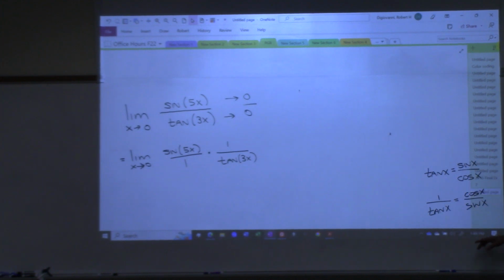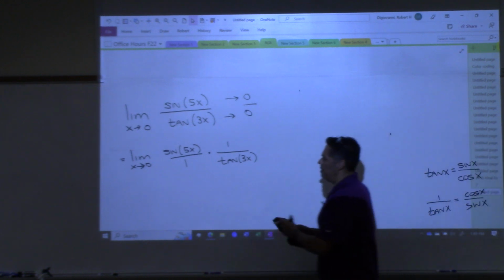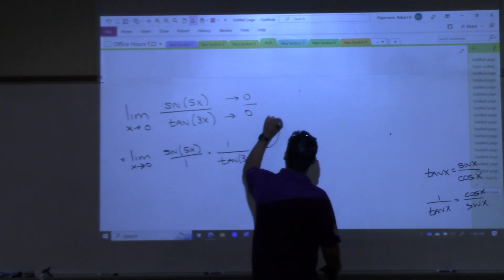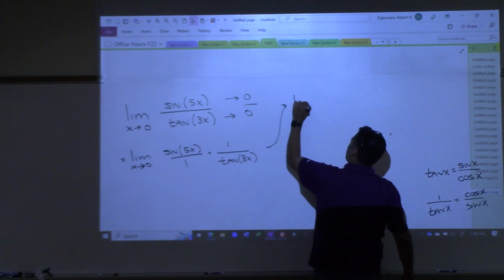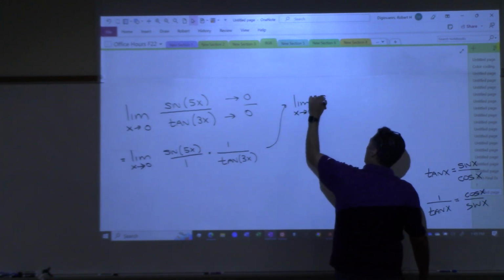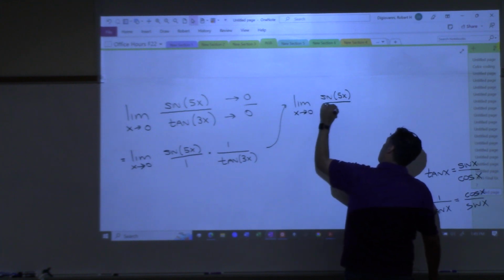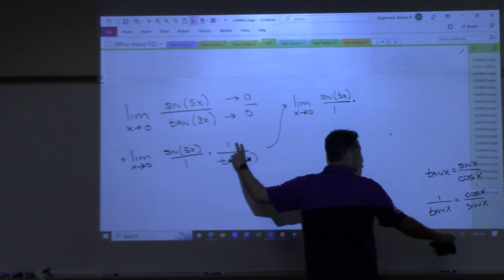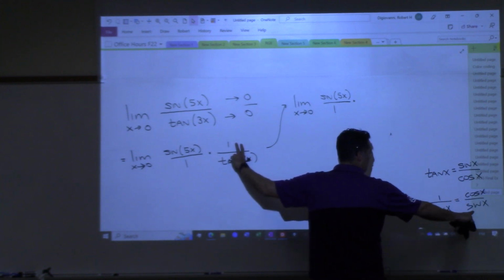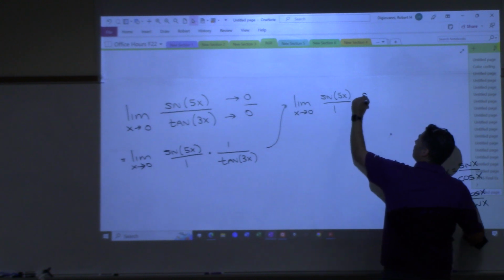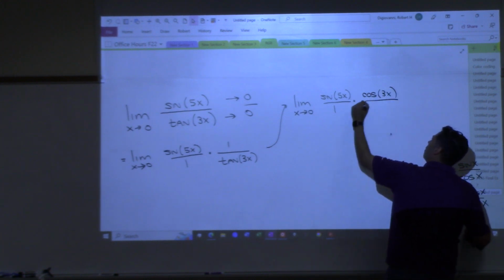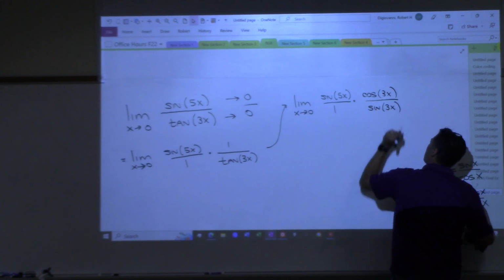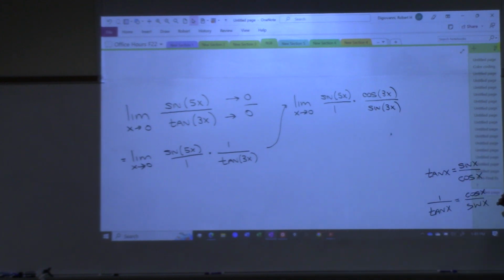It's the reciprocal. So that means I can rewrite this as, I think I'll put it up here because I need some room. Limit x goes to 0. I have sine 5x over 1 times this right here becomes this, but with 3x instead of x, yes? Cosine 3x over sine 3x. That's me rewriting 1 over tangent 3x. Any questions there? Everyone's good? All right, I'm not done ripping things apart.